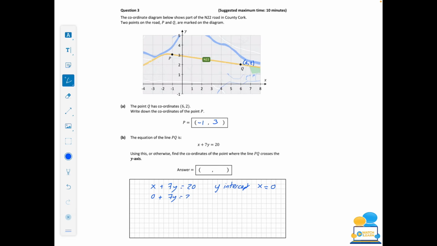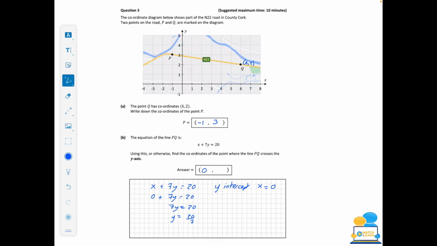So I'm just going to sub that in. So it's going to be 0 plus 7y is equal to 20, so 7y is equal to 20. How will I get rid of that 7 from in front of the y? We're going to divide the 20 by 7. So y is equal to 20 over 7. Now that doesn't change to a nice decimal, so we'll actually just leave it as the fraction.